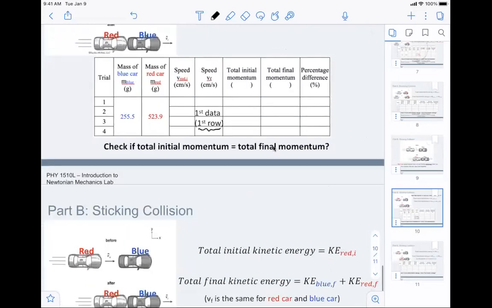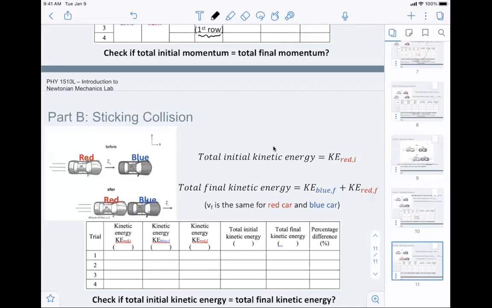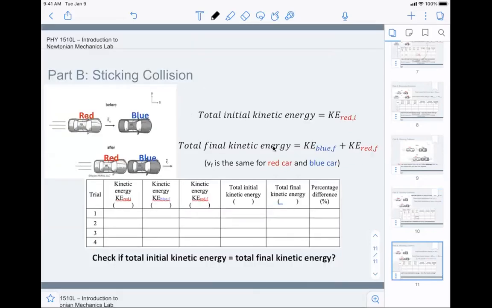Any questions so far? Maybe just, so for part A, for the velocity final, you have to input negative, right? You have to put a negative sign when you calculate the momentum. Yeah. Right. Okay, for sure. Thank you. Okay. Very good.